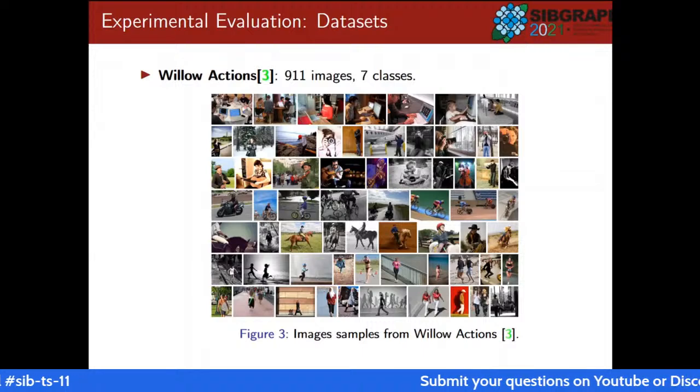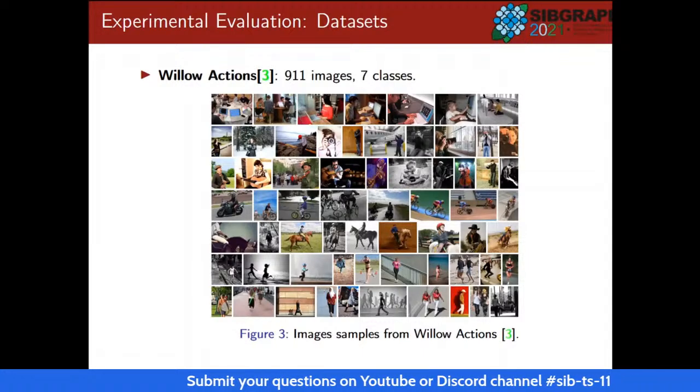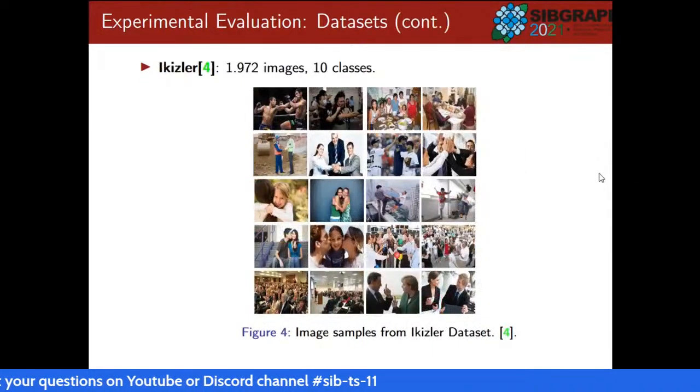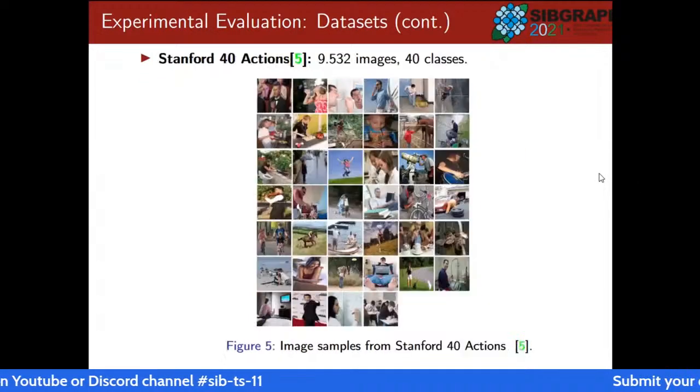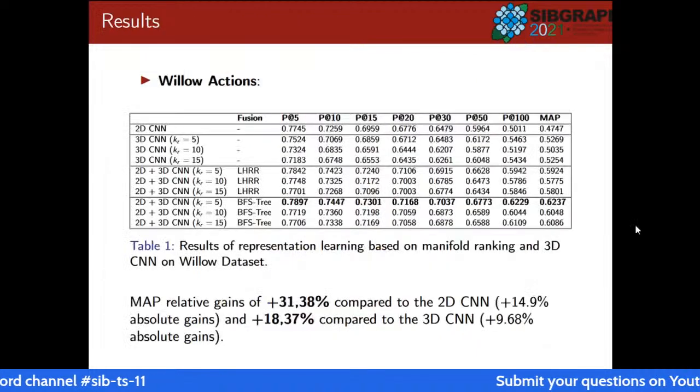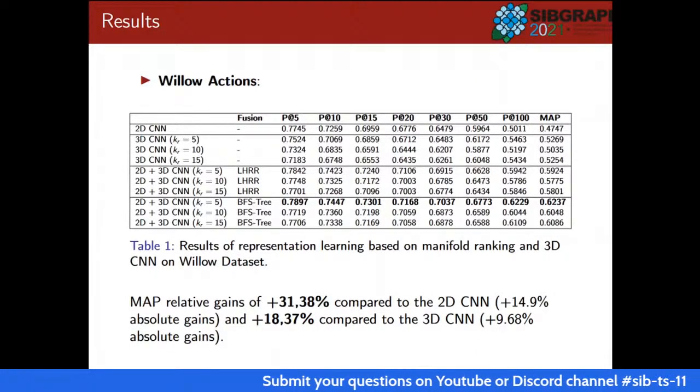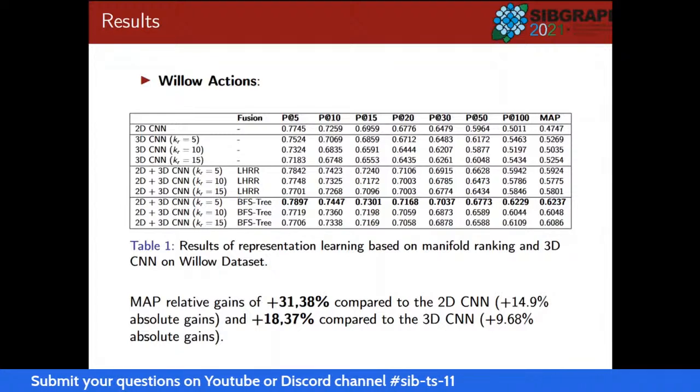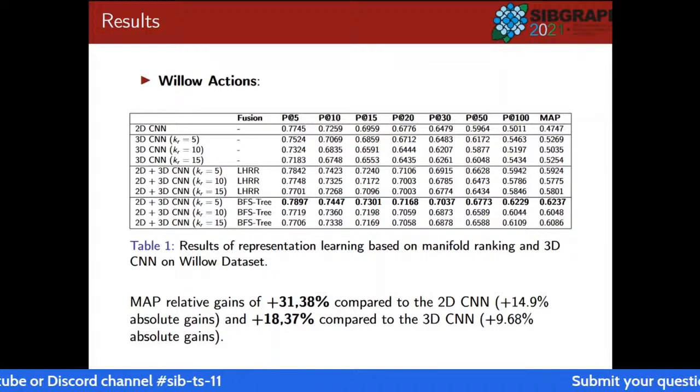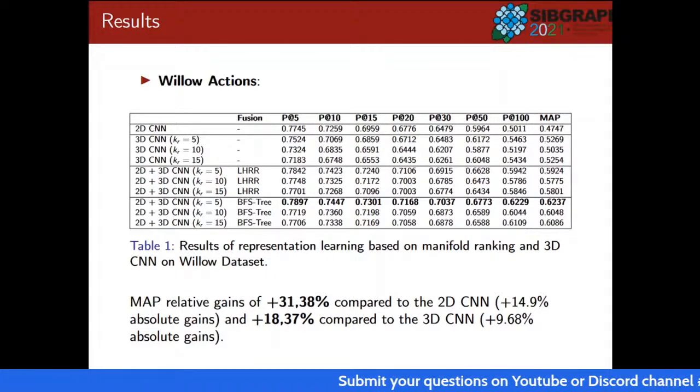The experimental evaluation of this approach was carried out on 3 image datasets described below: Willow Actions, Ecclesia dataset, and Stanford 40 Actions. Our experimental protocol considered different sequence scenarios considering 5, 10, and 15 nearest neighbors. The parameter KR defines the size of the neighborhood sequence. As measures of effectiveness, we consider MAP and precision metrics.